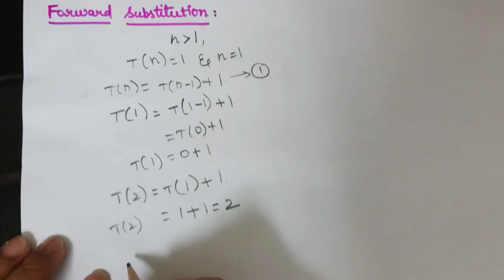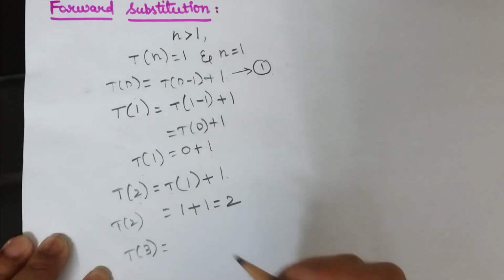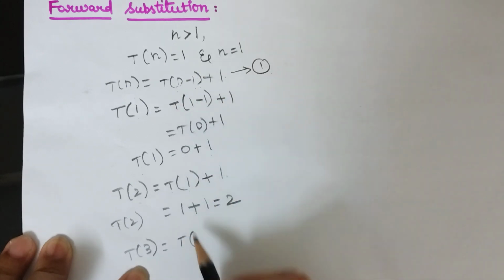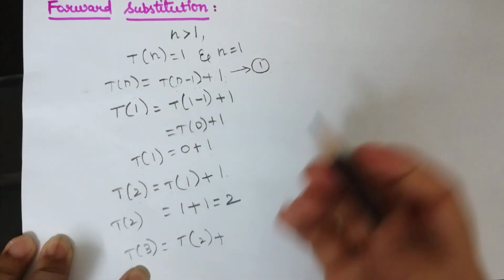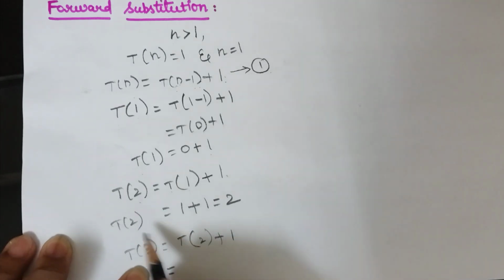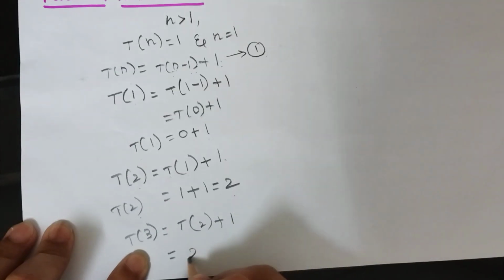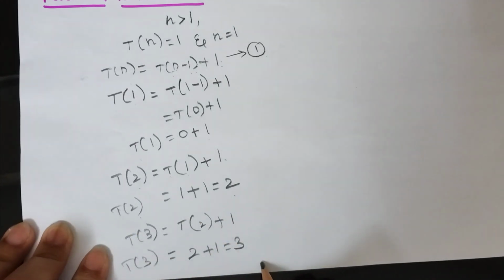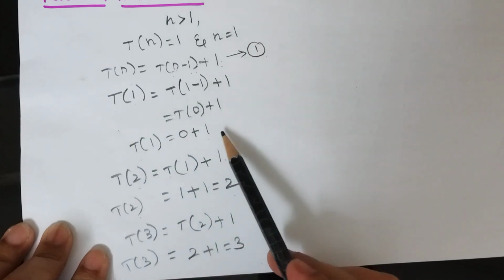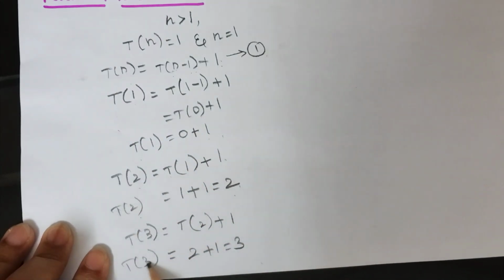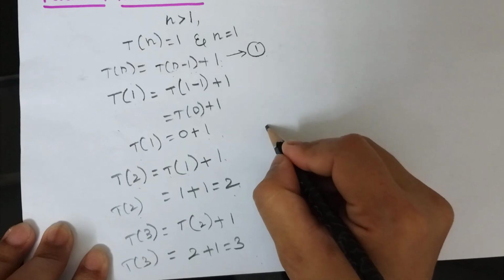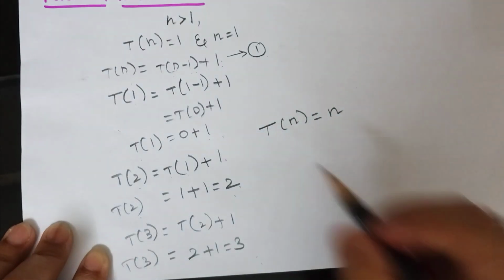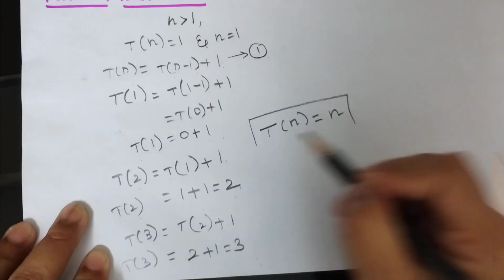In the same way, now try to find the value of T of 3, which is equal to T of n minus 1, so 3 minus 1 is 2, plus this value 1. Now what is T of 2? We found T of 2 as 2. So 2 plus 1 is equal to 3. Now we found that T of 3 is equal to 3. So T of 1 is 1, T of 2 is 2, T of 3 is 3. In that case, we can generalize this as T of n is equal to n.